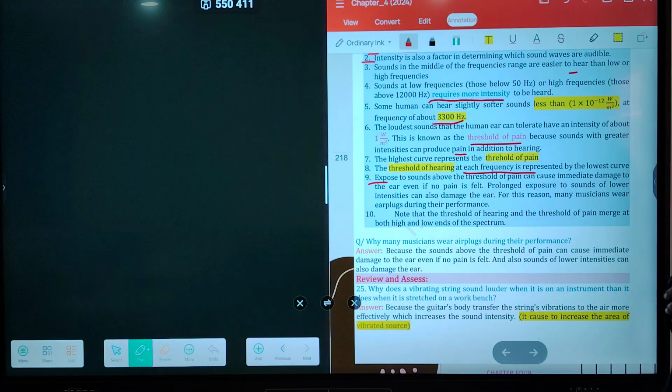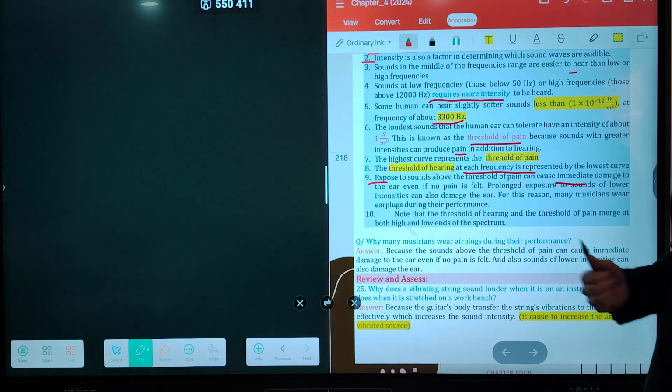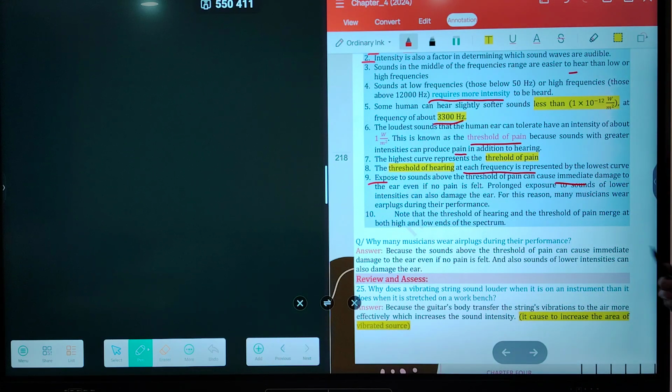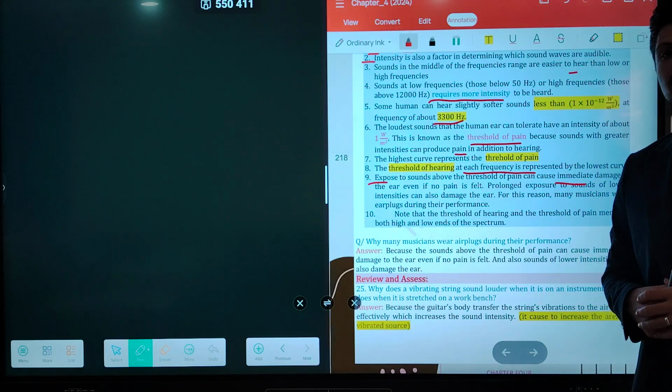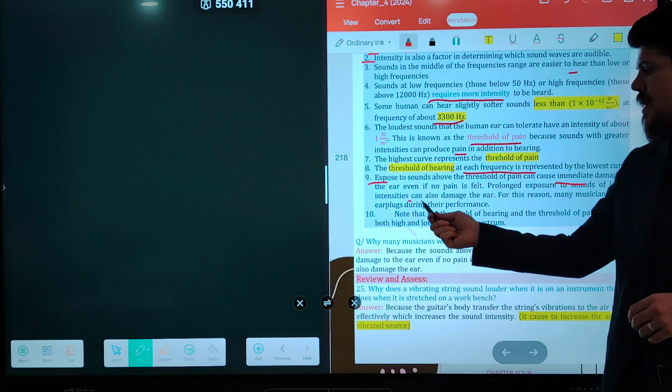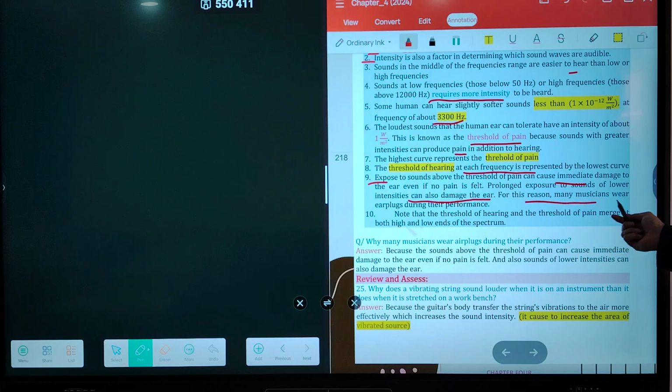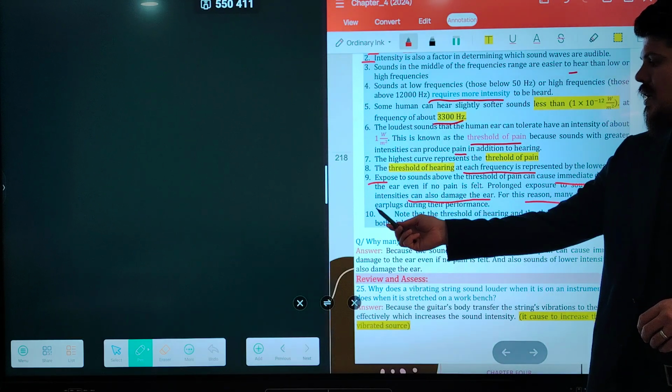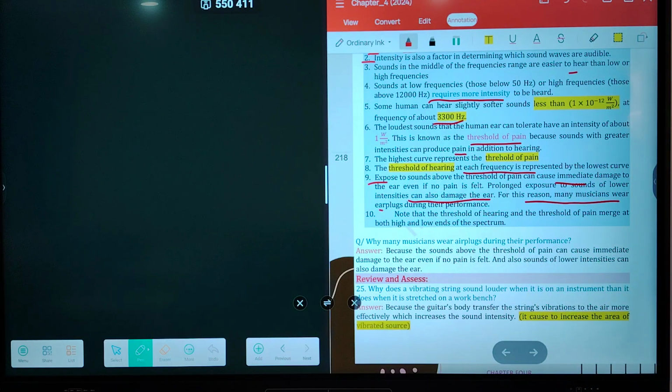Number 9: exposure to sounds above the threshold of pain can cause immediate damage to what? To the ear, even if no pain is felt. But prolonged exposure to sounds of lower intensities can also cause damage. Not only sounds of higher intensity can damage our ears, even sounds with lower intensity can also damage the ear. For this reason, many musicians wear earplugs during their performance.